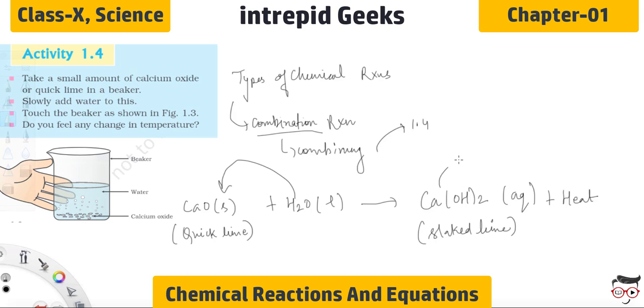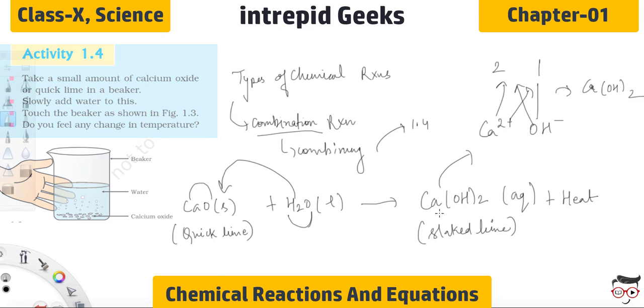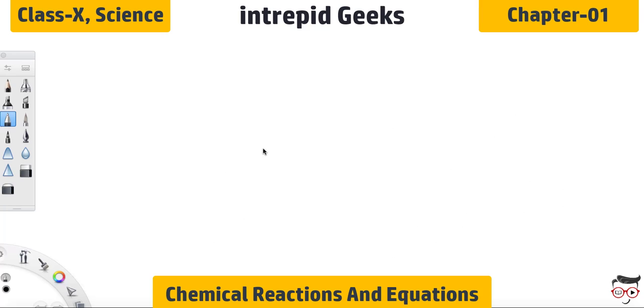If you break this, it will be Ca2+ and OH-. So Ca has a valency of 2 and OH has a valency of 1. When they cross multiply, the reaction will lead to Ca(OH)2. This is the general principle of combination. Atoms from one part of the reactant will combine with atoms of another part of the reactant in order to form a new compound.